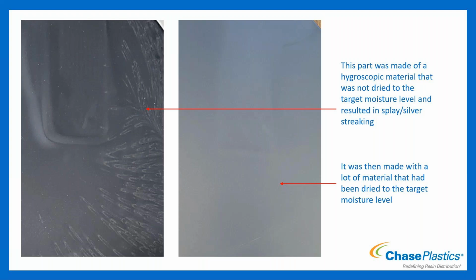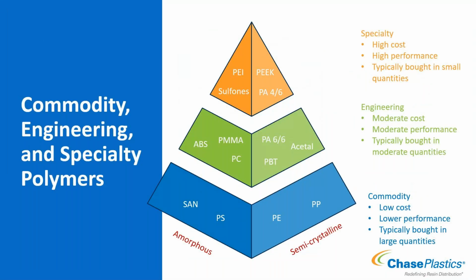So hygroscopic versus non-hygroscopic, amorphous versus semicrystalline. And then lastly, another way you might see them described or classified is going to be commodity, engineering, and specialty polymers. Some people will use different terms. Maybe you'll see a general, then you'll see an engineering, then you'll see they use other terms as well. These are the terms we tend to use. We feel like they make the most sense, right? But these are going to be the ones you see.